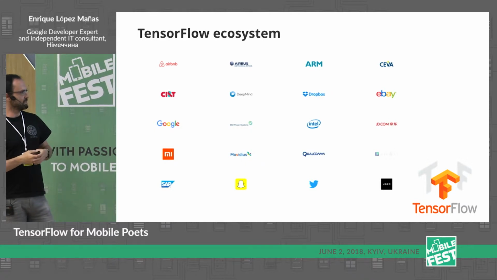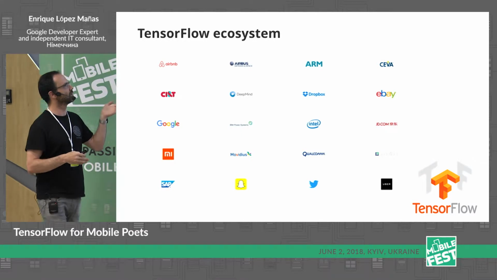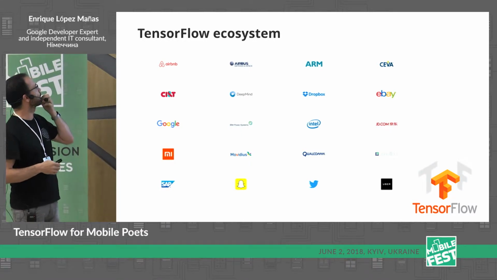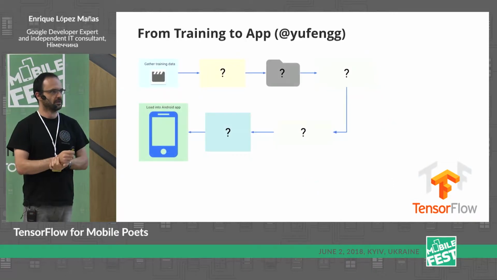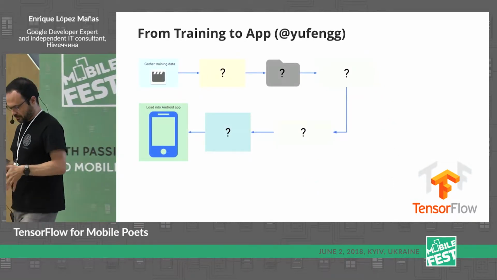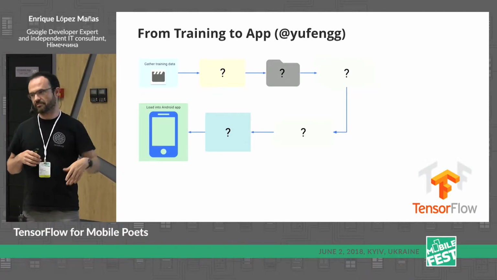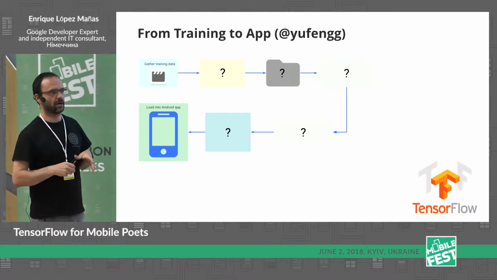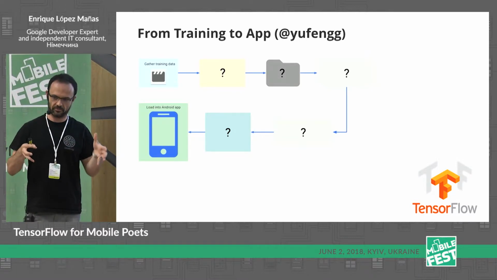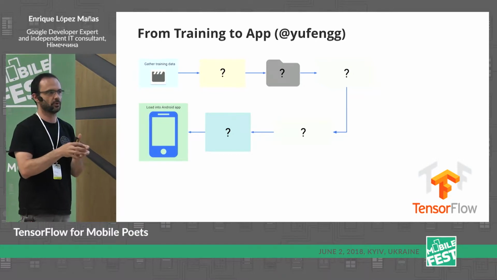According to TensorFlow, those are the companies that are using TensorFlow in production: Google, obviously, DeepMind, I think it was IBM or Intel, Twitter, etc. Now I want to show you a particular use case, and it has been this guy here on Twitter, Yufeng. He's a developer advocate for machine learning at Google, and he created this model on how you can move from an idea into actually training the model and deploying the model.